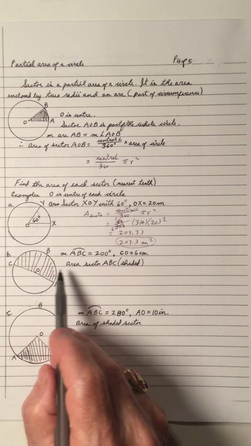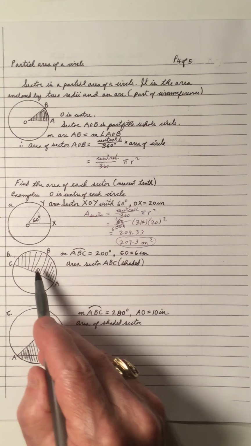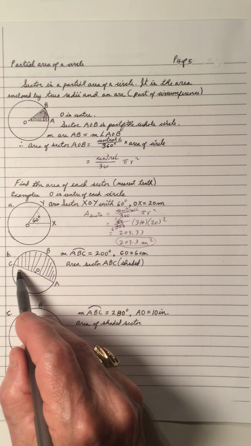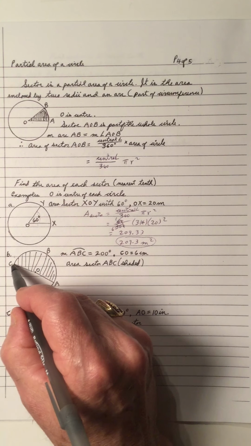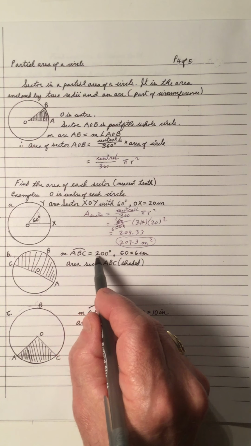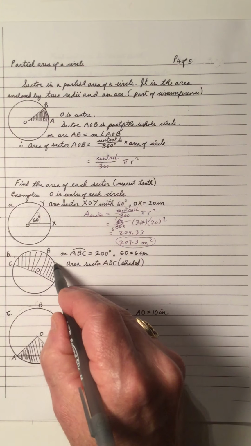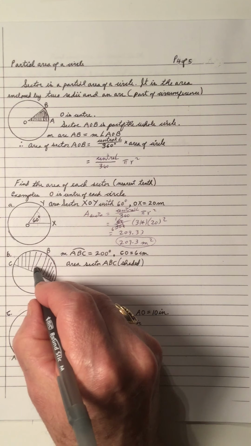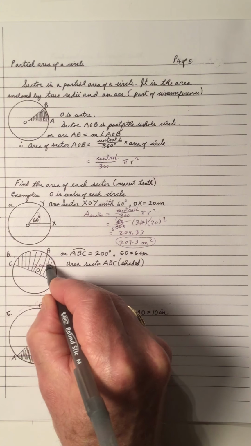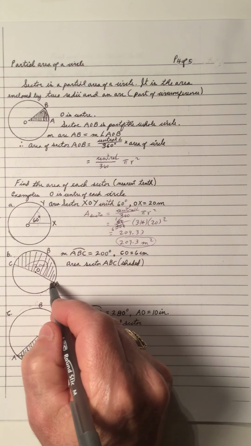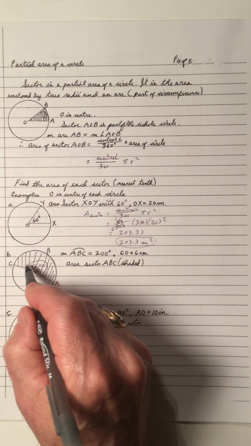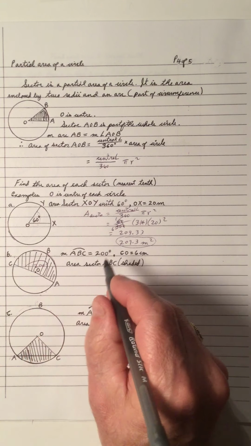B, let's work out the area of the shaded sector now. Notice I'm not finding the area of this piece here, just this. If the arc ACB is 200 degrees, that means this central angle right here is 200, because the measure of the arc and the central angle intercepts this arc.